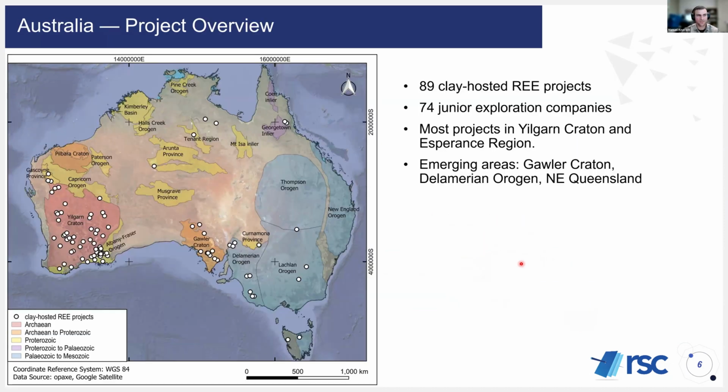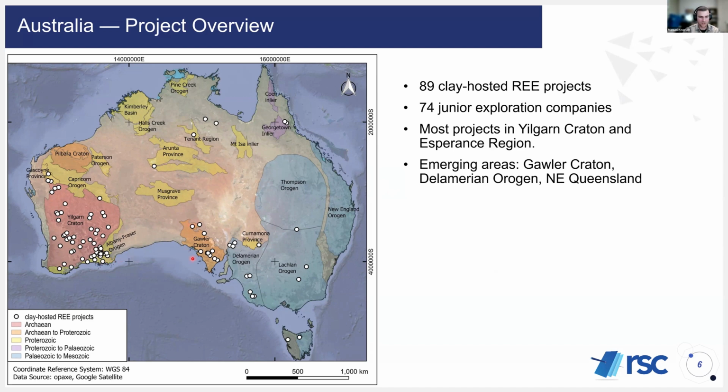All right, let's have a look now at a review that we've done across all clay-hosted rare earth projects in Australia. You can see that map here on the left-hand side. All those dots mean that there are some clay-hosted rare earth projects that have been published. You can see the majority of them are actually in the Yilgarn Craton. Then there's quite a few here in the Albany-Fraser orogeny. That's quite often called the Esperance region by all the clay players.